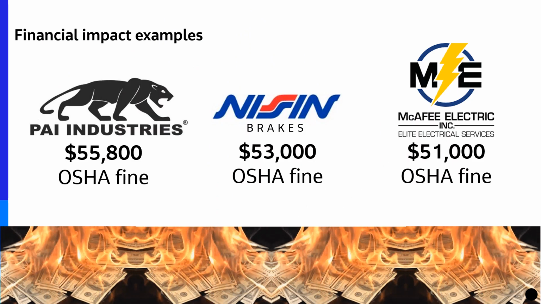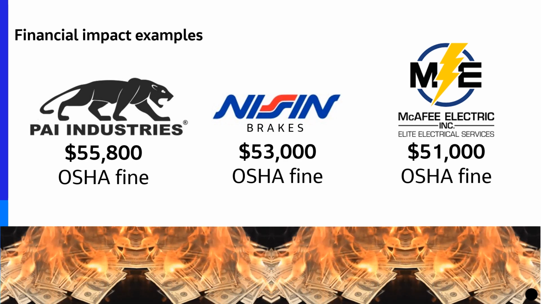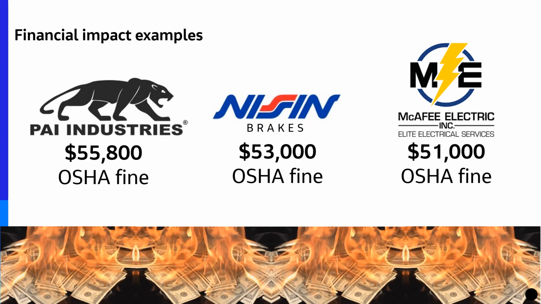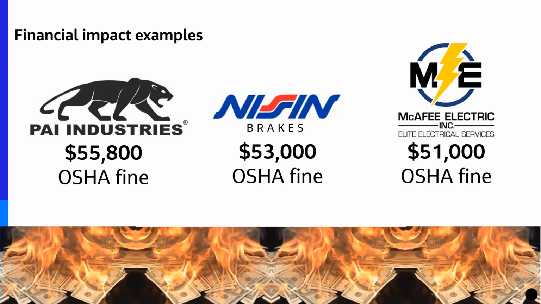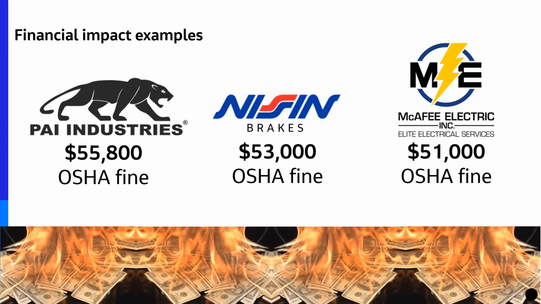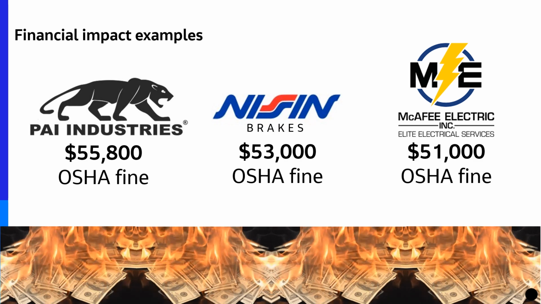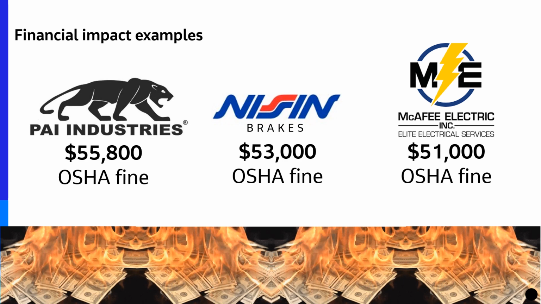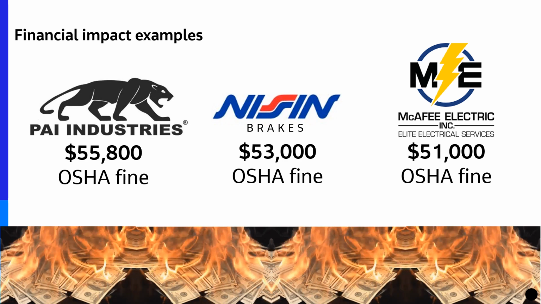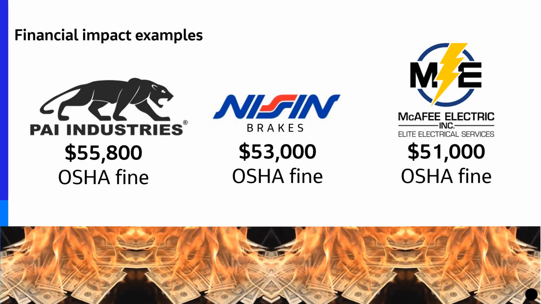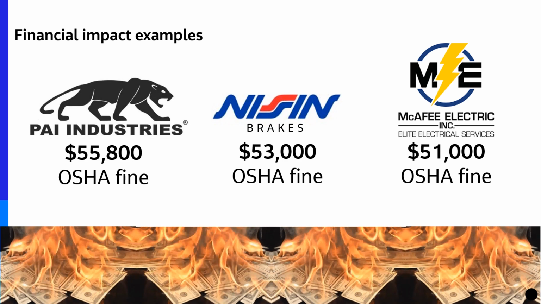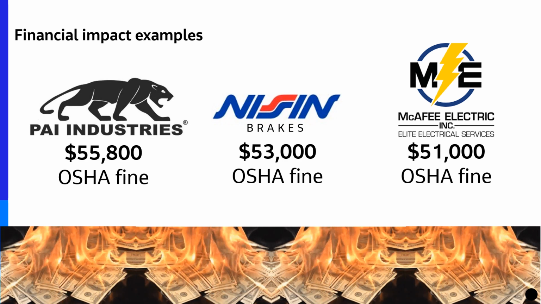Speaking about financial havoc, here are a few examples of OSHA fines. PAI Industries was fined $55,800. Nissan Brakes in Georgia was fined $53,000, and McAfee Electric in Florida was fined $51,000. This is aside from the people and equipment damage that these companies incurred.